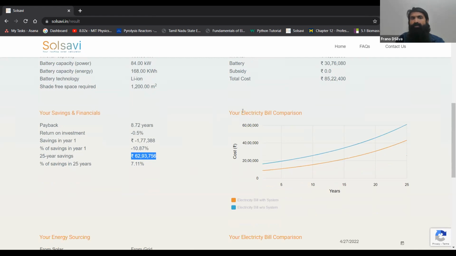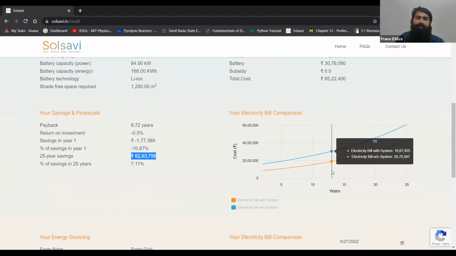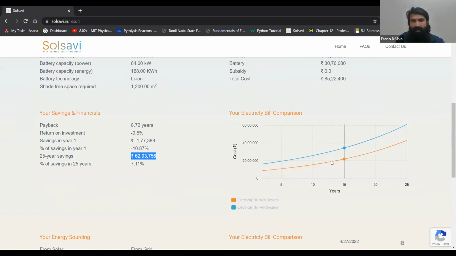On the right, you have your electricity bill comparison, and this comparison is from year 1 till year 25. As we can see, the electricity bill with and without system comparison for 25 years, the potential savings is the area between these curves. That is the avoided savings that have occurred after installation of the solar system.